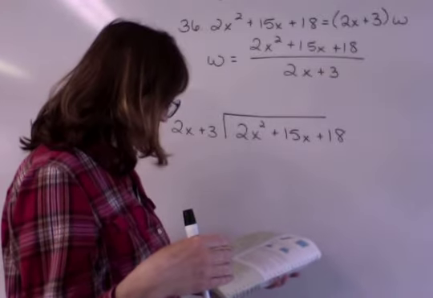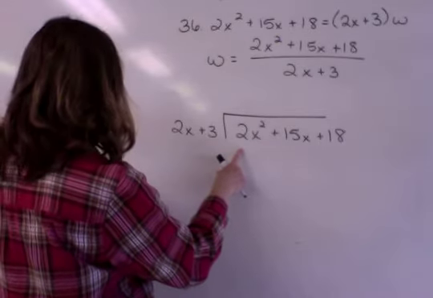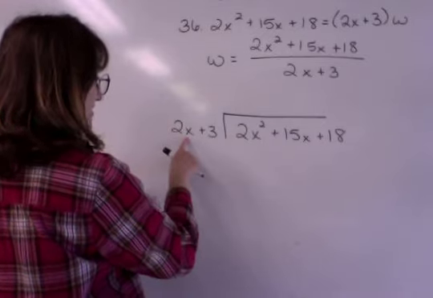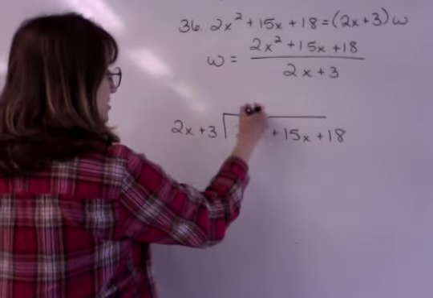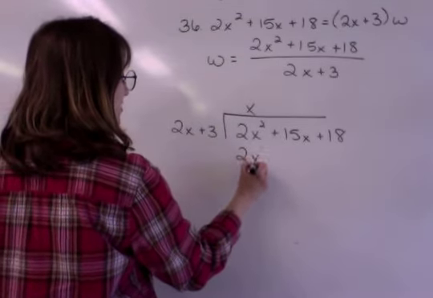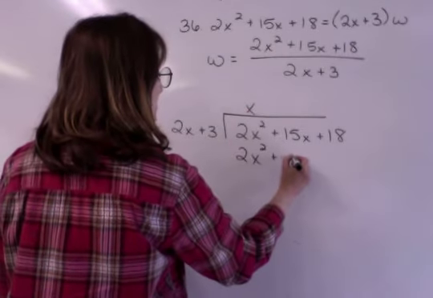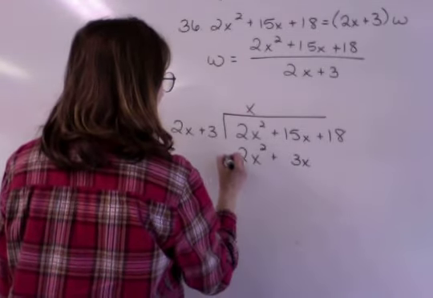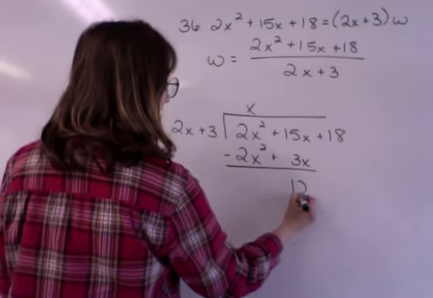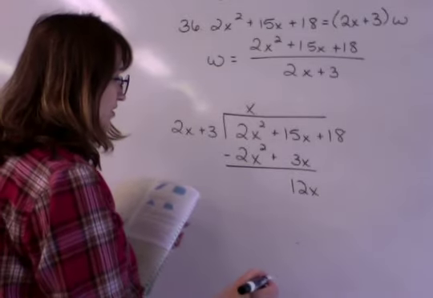Now, I'm just simply going to go ahead and start dividing. I'm going to say, what would I have to multiply to 2x in order to get 2x squared? And that's pretty easy. I'd have to multiply an x to it. X times 2x is going to be 2x squared. But now what happens? X times 3 is going to be 3x. And that's going to be subtracted. So I subtract that, I'm going to end up having a 12x, right? So that's going to end up being a 12x.